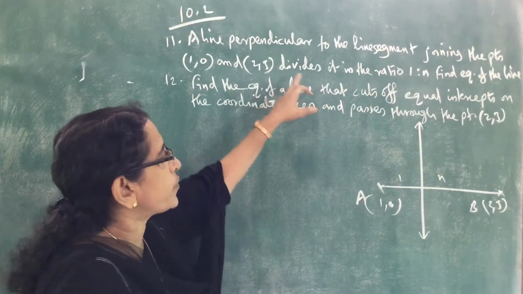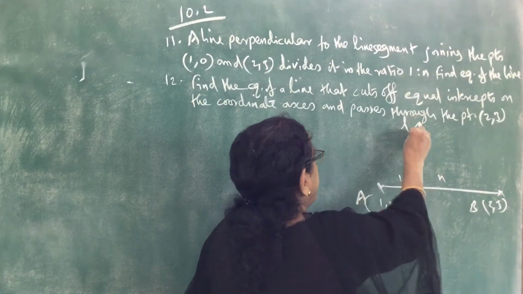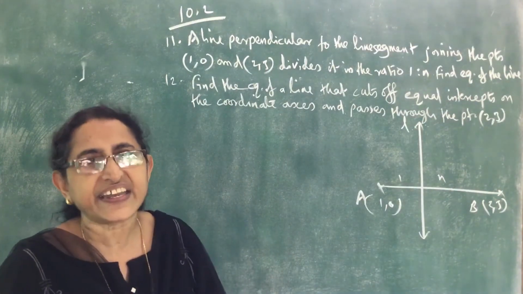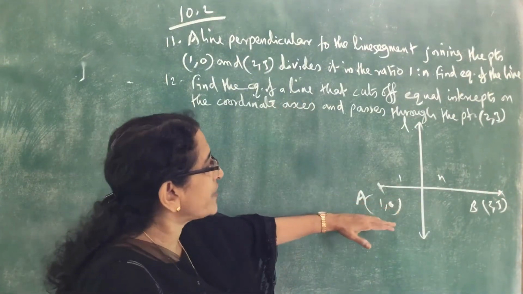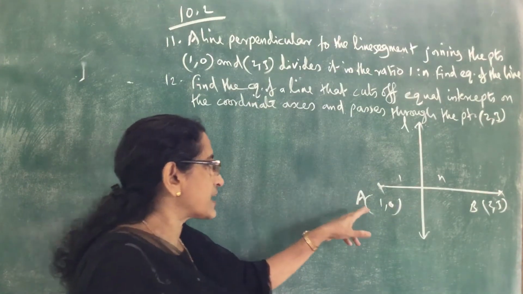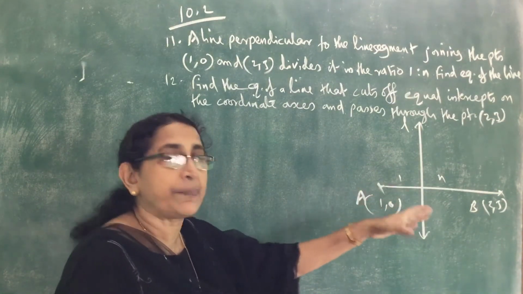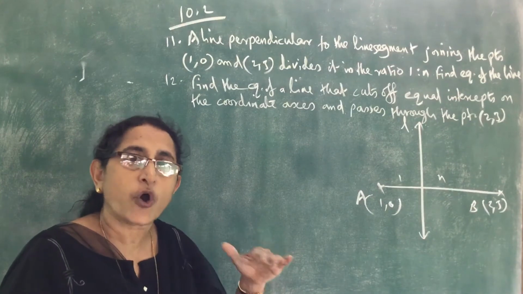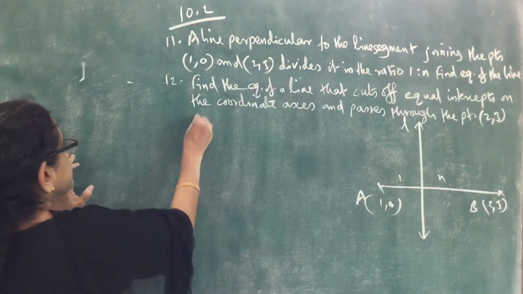So we have to find the equation of this line. This is the line L. We want to find the equation of line L. How can we find it? We know the coordinates of A and B, so using that we can find the slope of AB.